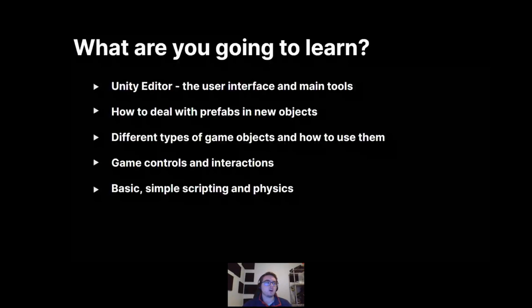Well, first and foremost, he's going to talk about the Unity editor. He's going to talk about the user interface and the main tools that you need to learn as a beginner. He's also going to talk about prefabs, prefabricated objects, and how to deal with them within the editor. He'll talk about different types of game objects and how you can use them within the editor. He'll talk about simple game controls, simple interactions. And the thing that everybody's scared of, coding, he is going to teach you some very, very basic, simple scripting and physics within the engine. That's what we're covering today.